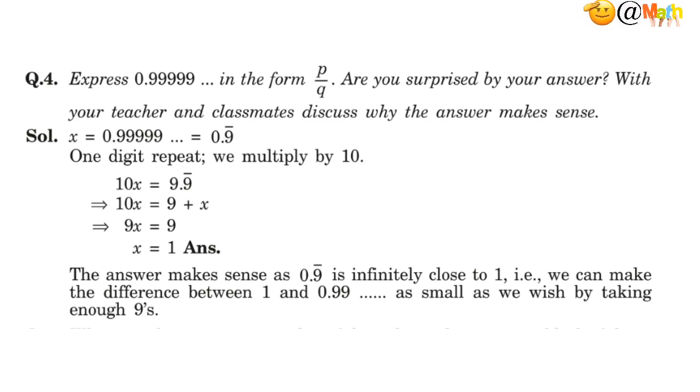Let us solve some worksheet problems of NCERT. Express 0.999... in the form of p by q. As we have solved earlier, by that method you can solve this question also. On solving, you will get x is equal to 1. The answer makes sense as 0.9 recurring is infinitely close to 1. We can make the difference between 1 and 0.99 as small as we wish by taking enough 9s.